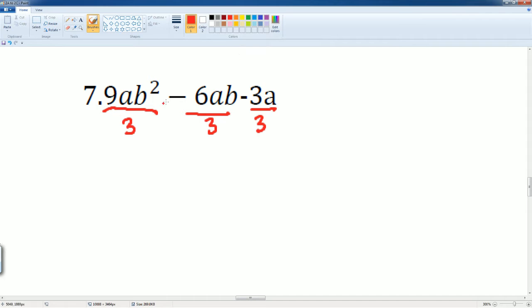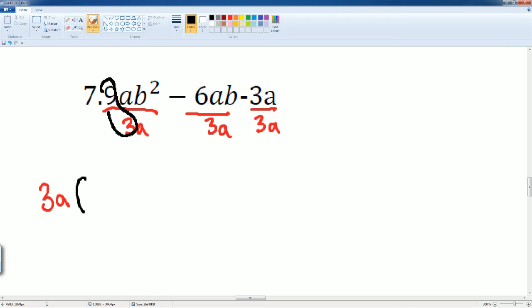Then you have a in all of them, so I could pull out an a. Then you have b squared, b, and there's no b here, so you can't pull out a b. That's all you can do. So the greatest common factor is 3a. Parentheses, let's see what's left over.